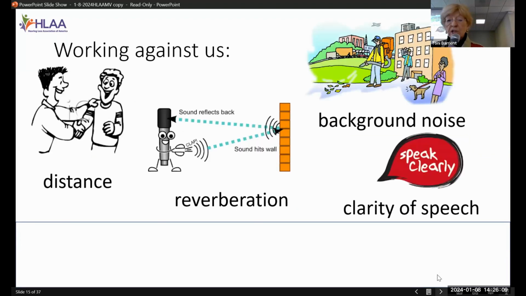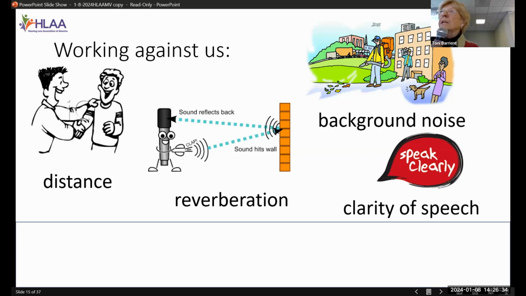So here are some hearing loss issues. First off, here's what's working against us. Distance. The farther you are from me, the fainter you get. The closer I get to you, the better I can hear you.